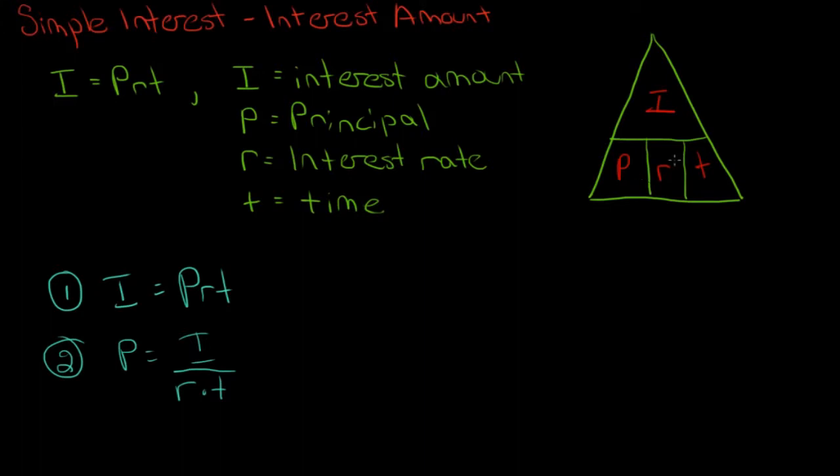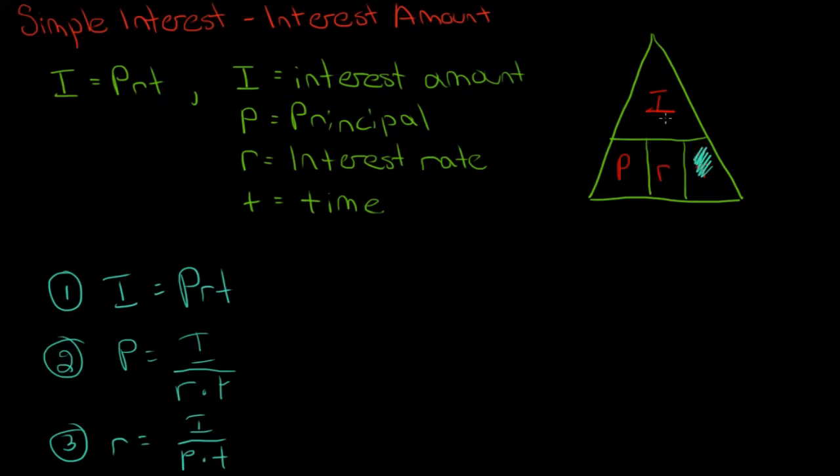Now for another example, let's say we don't know our R. Our R is the unknown variable. So we cover up the R and we have IPT. Remember that vertical line means multiplication, so we have a multiplication between P and T, and then we have division of I over P and T. So this gives the formula R is equal to I over P times T.